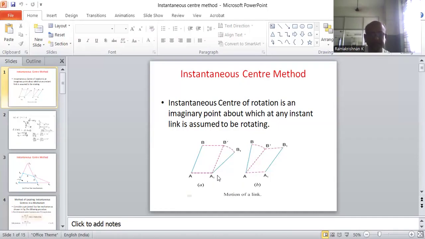By this explanation, let us know the definition of the instantaneous center of rotation. The instantaneous center of rotation is an imaginary point about which, at any instant, the link is assumed to be rotating, because the two motions are combined into one motion, that is rotation, with the help of a center called the instantaneous center of rotation. Its other name is virtual center of rotation.